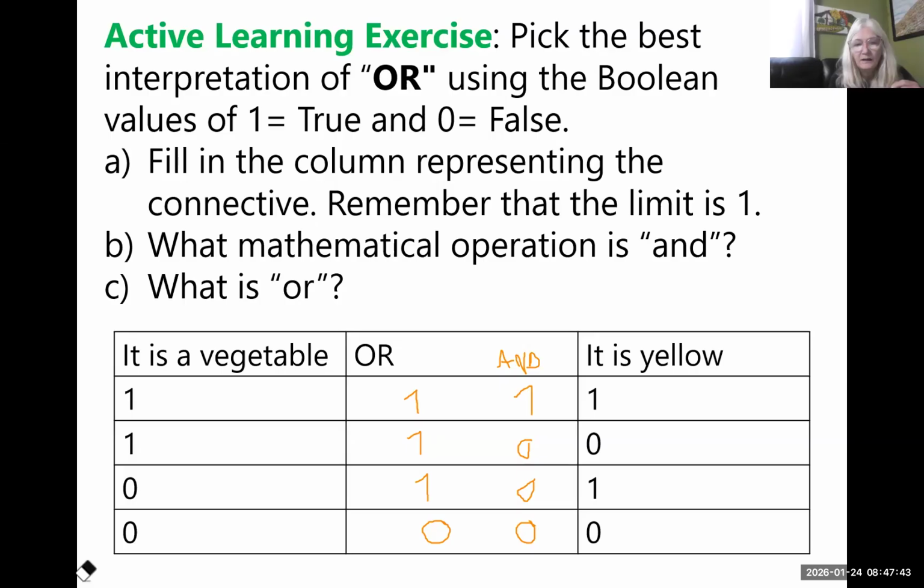1 minus 1 equals 1? Is it 1 plus 1 equals 1? Remember, this limit case is 1, so the highest you can go for adding is 1. Is it 1 times 1 equals 1? Is it 1 divided by 1 equals 1? So try all the different ones and see which ones are for and or.